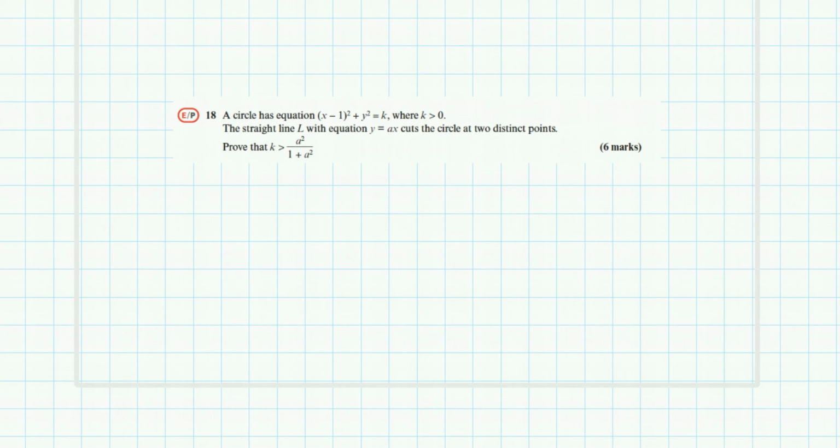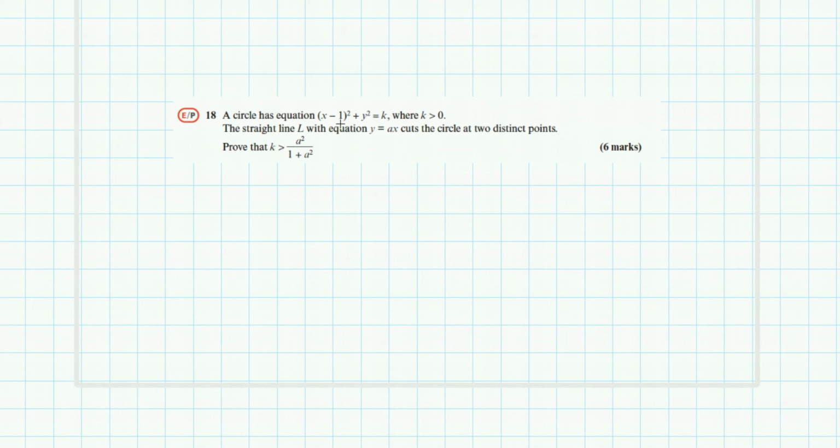Okay, question 18. A circle has the equation (x minus 1) squared plus y squared equals k, where k is greater than 0. The straight line with the equation y equals ax cuts the circle at two distinct points. Prove that k is greater than a squared over (1 plus a squared). So this one is quite a difficult one, to be fair, but it's a proof question, and it's quite straightforward if you remember back to your circle rules.